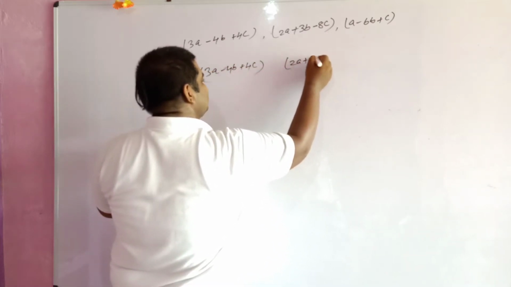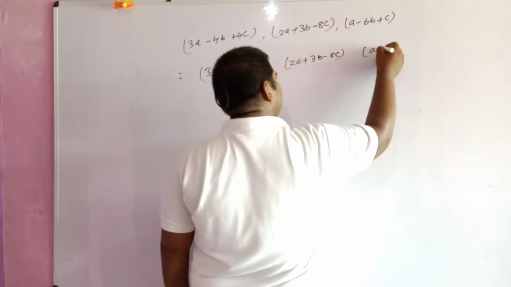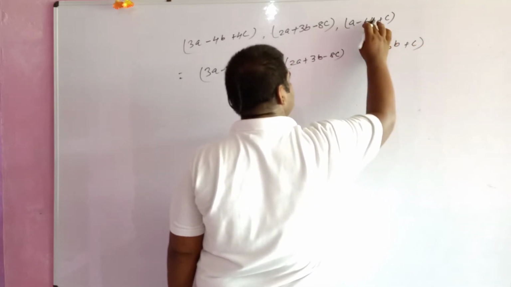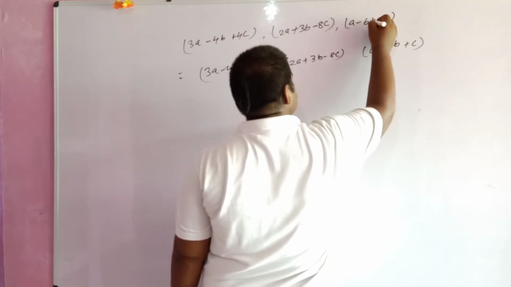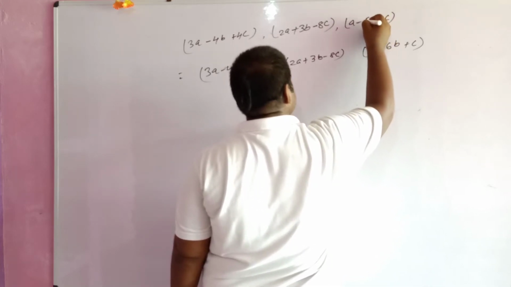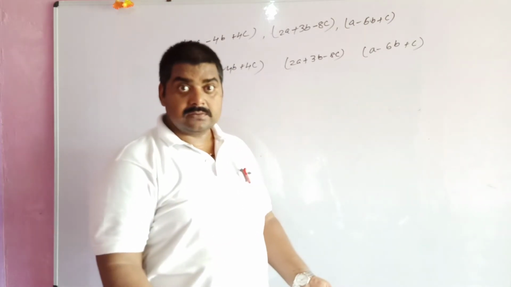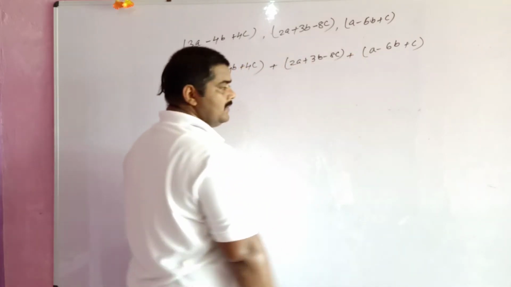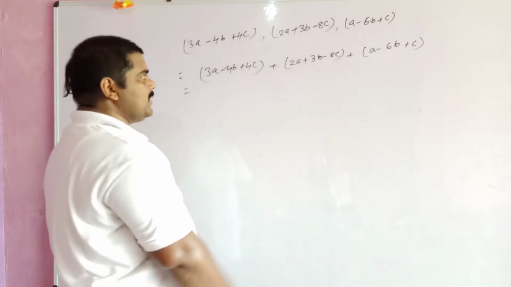2a plus 3b minus 8c and a minus 6b plus c. Don't be confused. Actually, this is 6b, my dear. And what is given in the question? Addition. So you have to write down the plus sign, positive sign between them. And now let's do the operations.